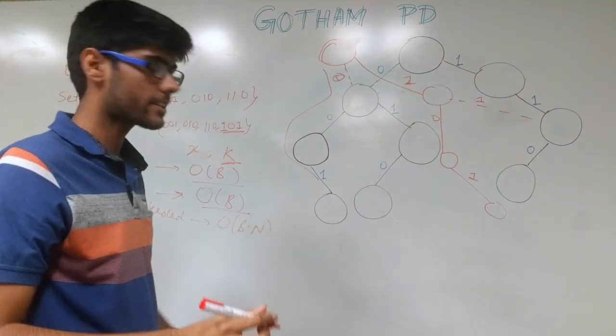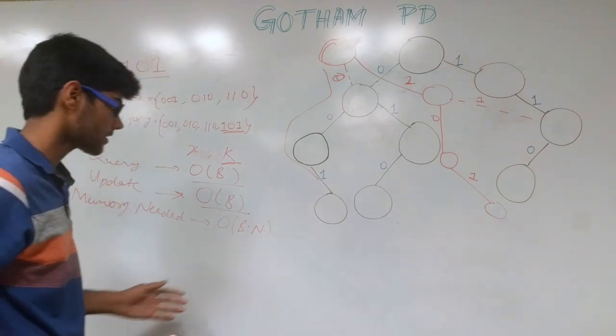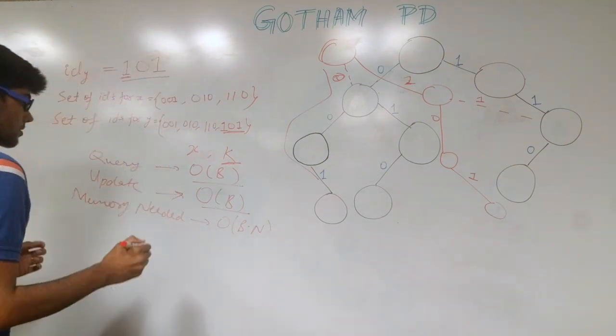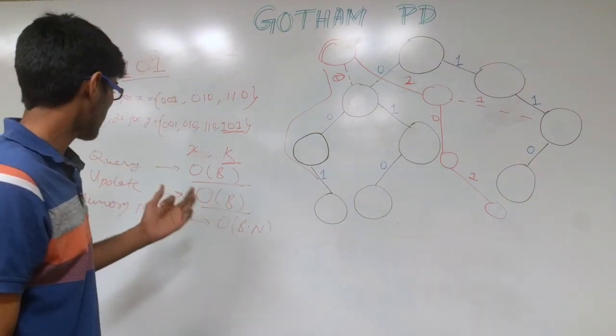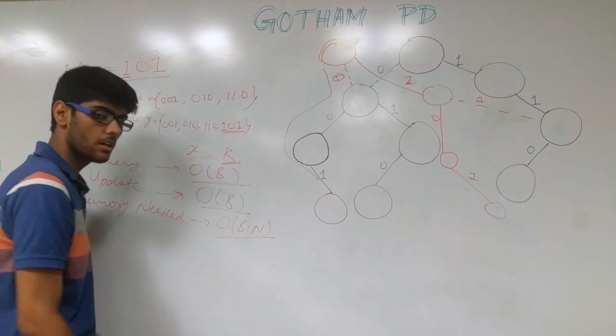Remember that B is 32 and it can be taken as a small constant. Consider it as a small constant. Okay, so we solve the problem in order B query time, order B update time, and order B into N overall memory.